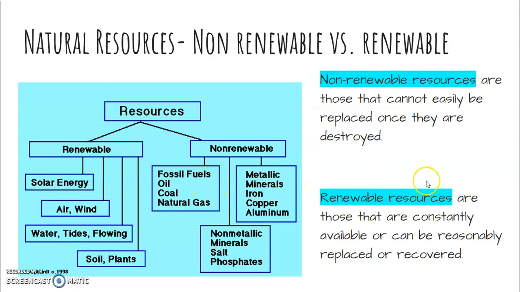Our renewable resources are those that are constantly available or that can be reasonably replaced and recovered. So renewable resources include solar, air and wind, water, though that one is complicated and you'll learn about it next week, and then soil and plants.